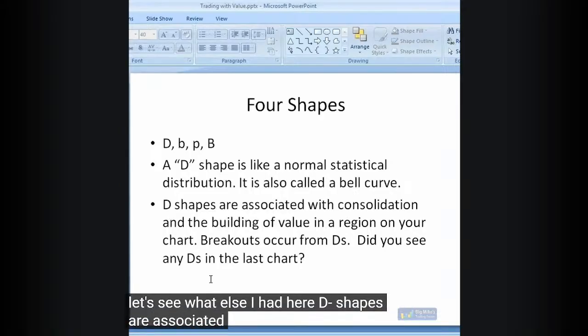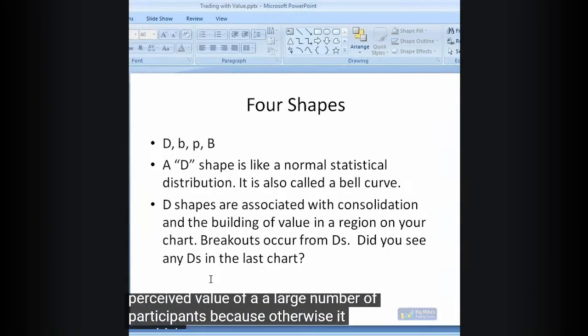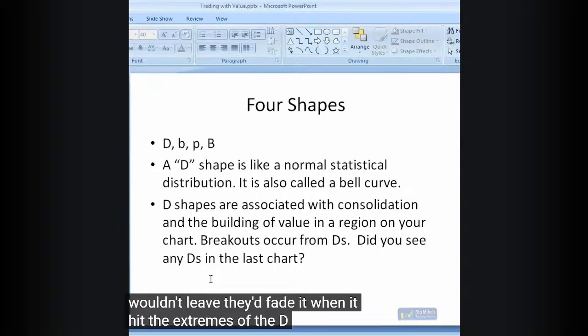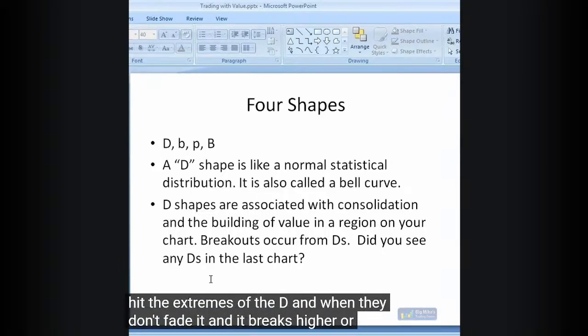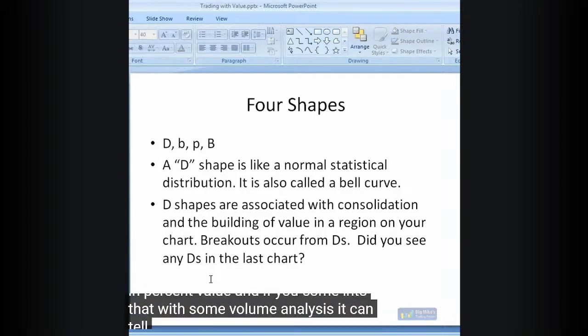D shapes are associated with consolidation and the building of value in a region on your chart. Breakouts occur from Ds. Now, the reason that breakouts occur from Ds is that they represent value, highly agreed upon value. And so usually for price to leave that high volume area, there has to be a change in perceived value of a large number of participants, because otherwise it wouldn't leave. They'd fade it when it hit the extremes of the D. And when they don't fade it and it breaks higher or lower, that tells you there's a change in perceived value. And if you come into that with some volume analysis, it can tell you how much gusto is behind it.